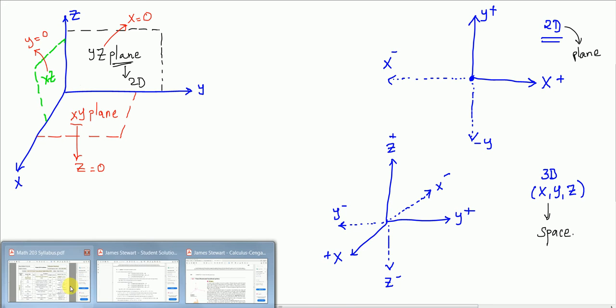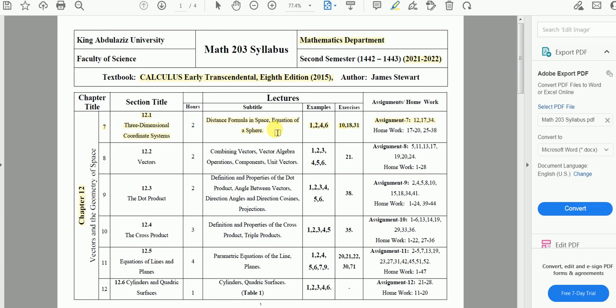Let's see what they asked. They asked you about the three-dimensional coordinate system, the distance formula in space, and then the equation of a sphere. It's a circle in a three-dimensional form.